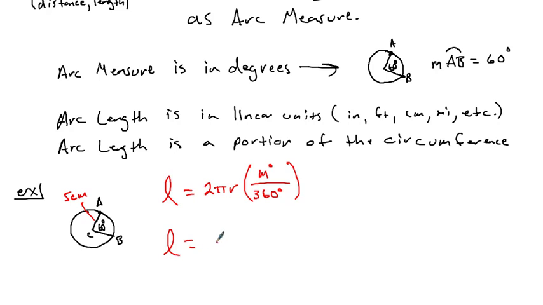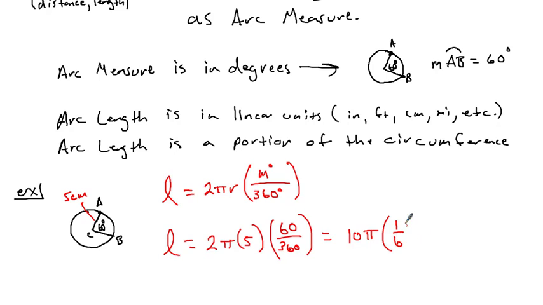So arc length for this circle is 2 pi times 5 times 60 over 360, and that's equal to 10 pi times 1 over 6, which is equal to 10 pi over 6, which is equal to 5 pi over 3 inches, or centimeters, sorry. So this is the answer. This is what we want to put on our test.